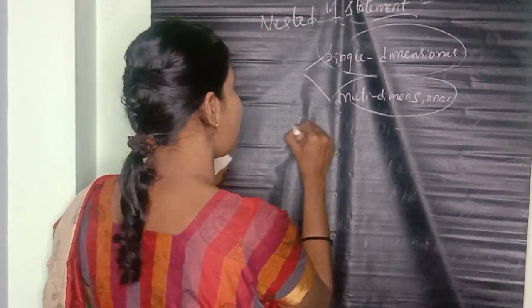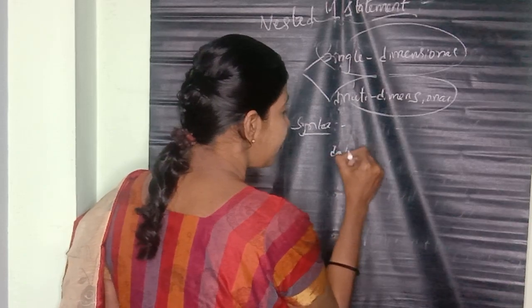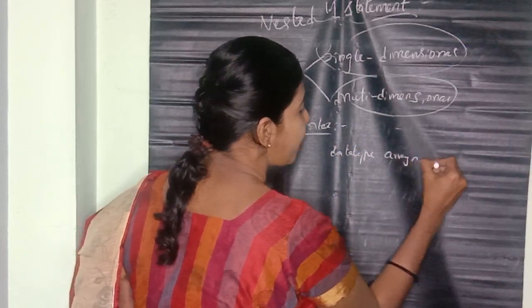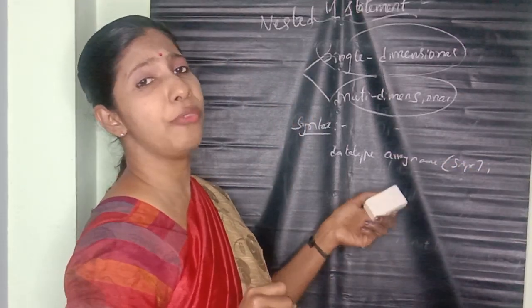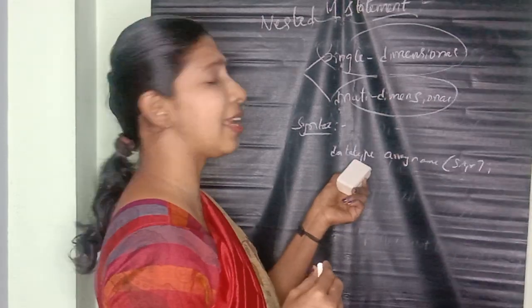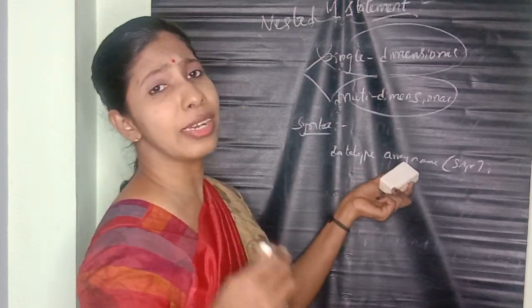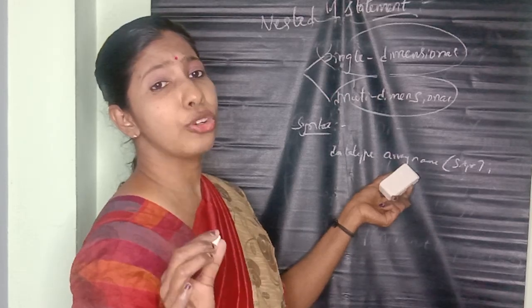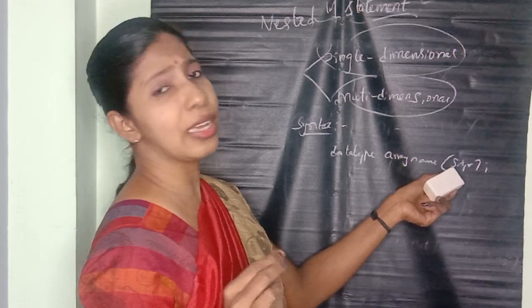What is the syntax of a single dimensional array? Data type, array name, open square bracket, size, close square bracket, semicolon. You must put the semicolon; without the semicolon it displays an error. The data type can be any data type: integer, float, character, string. The array name is your choice only; any name you can give, but it should be valid and meaningful. The array name should be meaningful. Okay. Size is any size.